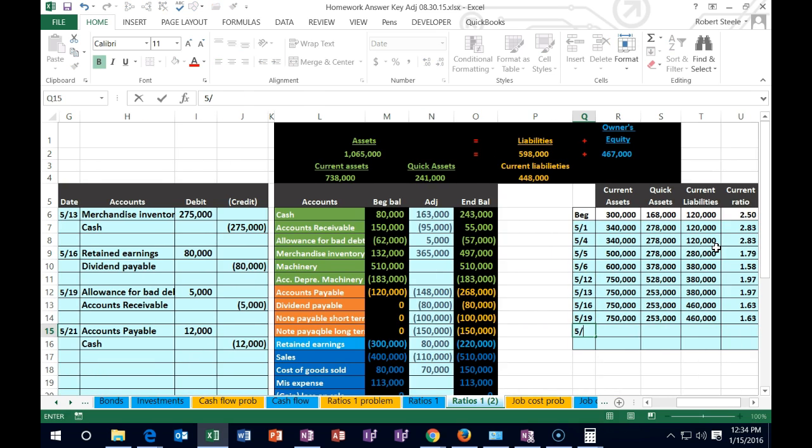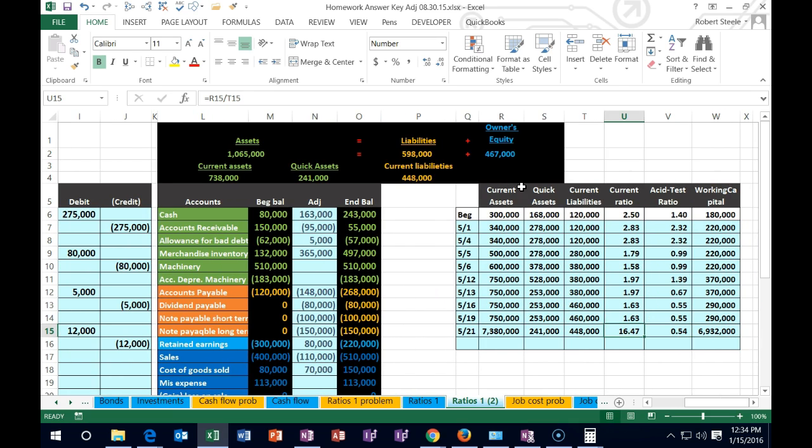We're going to go to 5/21, and we are now at current assets of 738,000, current quick assets of 241,000. Those both went down by the amount paid. And then the current liabilities went up 448,000. All right, something looks funny. This should be 738,000. All right, let's do that again.